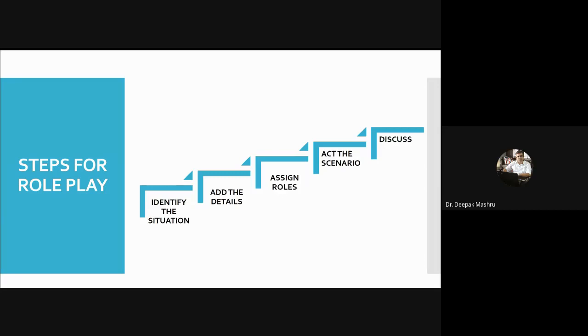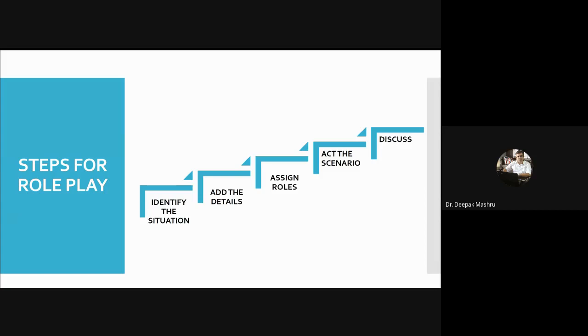What I'll give you would be a situation, and you need to add dialogues to that. Then I'll tell you broadly the types of roles we need to have, but who will play which role, your group has to decide internally. Then act out the scenario, execute it, and then we'll have a discussion on what you have executed. These are the steps for the role play.